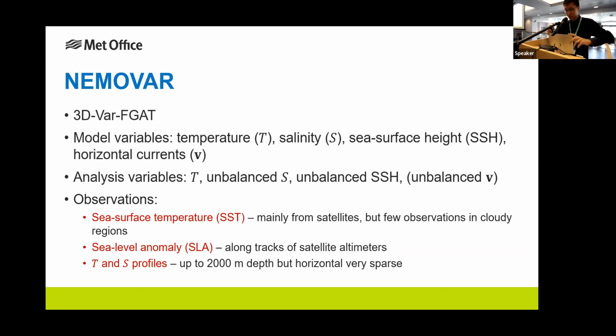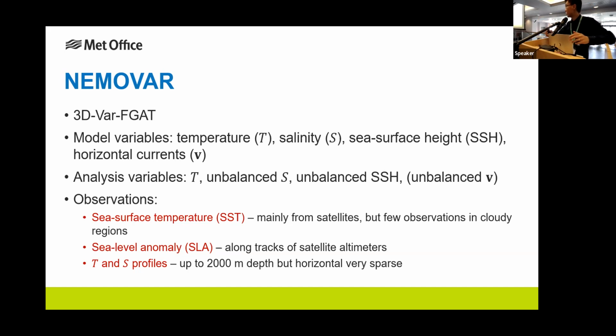The second type of observations is called sea level anomaly, which measures the difference between the sea surface height and some climatology value. These observations are also measured by satellites, but along some straight tracks, so only directly beneath where a satellite is.